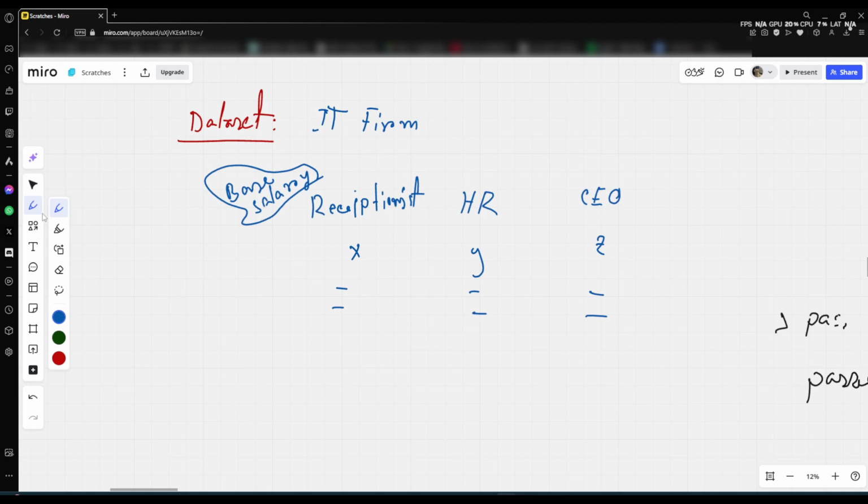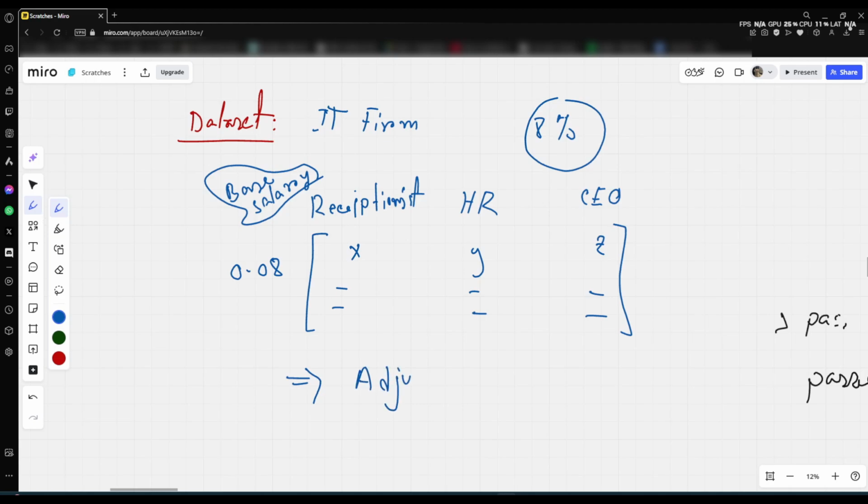So in 2025 we are facing an inflation of 8%. Now how will I adjust all the salaries? That's where scalar matrix multiplication is used for efficiency. I will multiply this whole matrix with 0.08 and we'll get an adjusted salary.